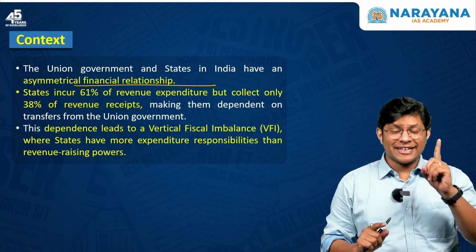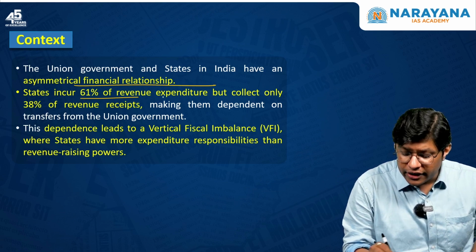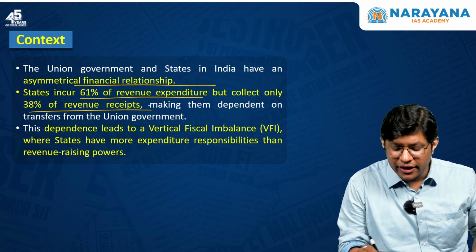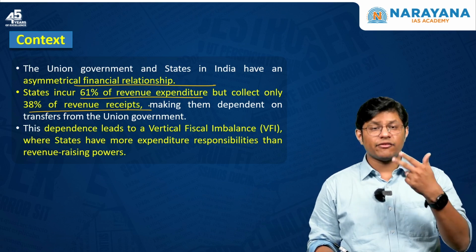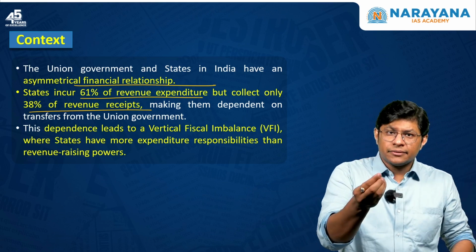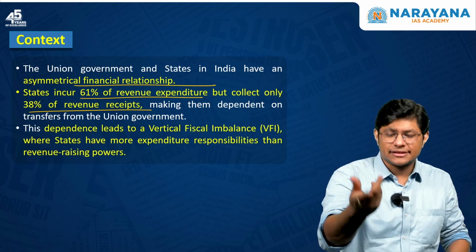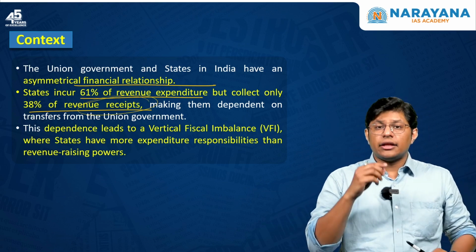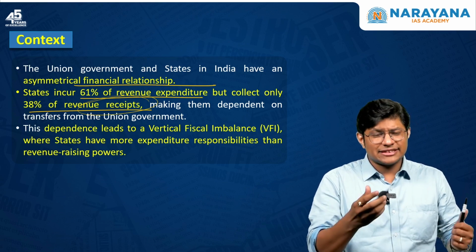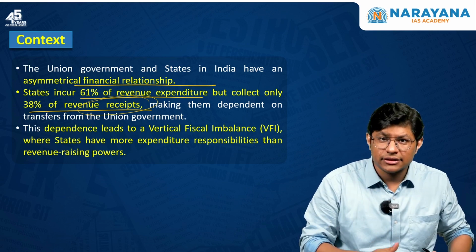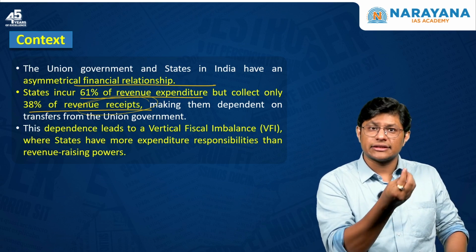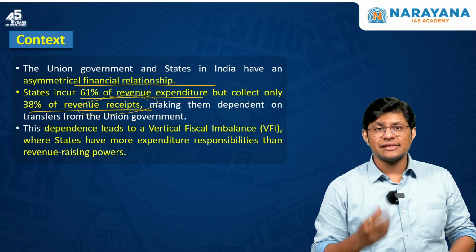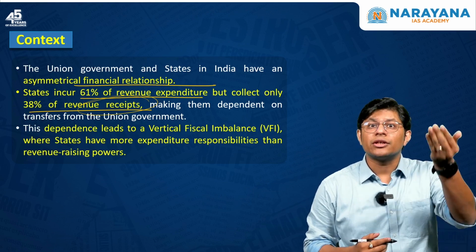Why? The states incur 61% of the revenue expenditure, but collect only 38% of the revenue receipts. So here, see, what is revenue expenditure? The money the government spends on salaries. What is revenue receipts? The revenue the government collects. Let's say, for example, the government is collecting income tax, the GST. This is known as revenue receipts, which means here the expenditure is more than the revenue. And that's the reason the state governments have to depend on the union government.